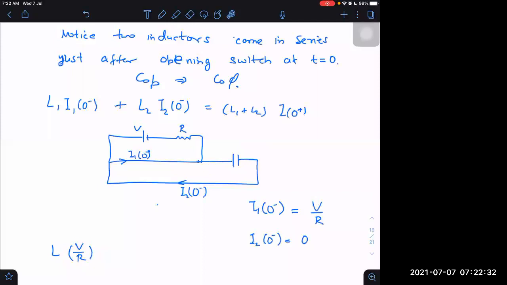Why? Steady state is achieved. Current should be constant, right? According to the inductor, the current will be constant. It will be acting like a conducting wire. But this capacitor will have zero voltage. Why? Because here potential difference across this wire is zero, and this is in parallel with the capacitor.